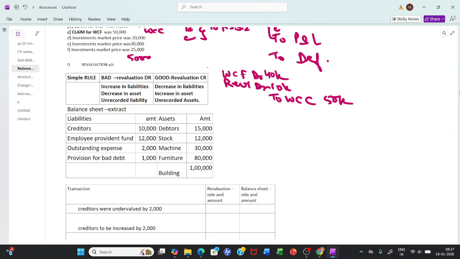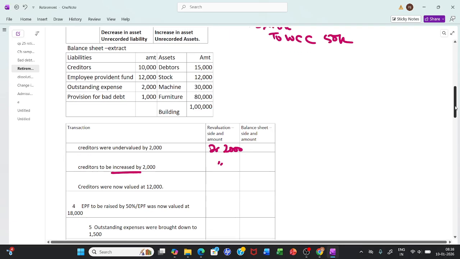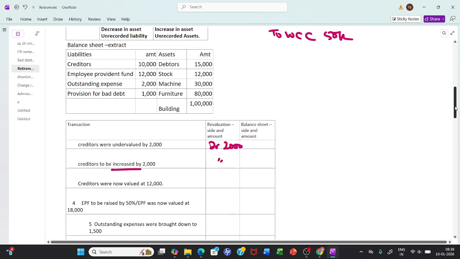Say creditors are undervalued by 2, so revaluation debit side 2,000 problem will come. Creditors are increased by, same impact. These are some typical adjustments, simple ones which are discussed here. The next one is if creditors are now valued at 12. Again, this is a 2,000 increase. So all three will have same treatment. And in new balance sheet, in all cases, creditors will be shown at 12,000 rupees.